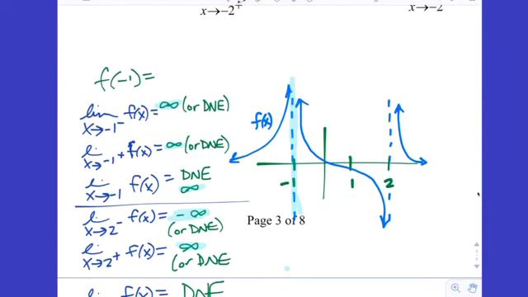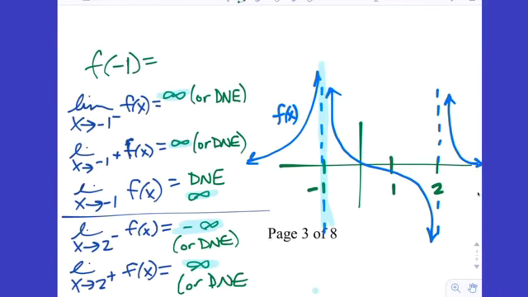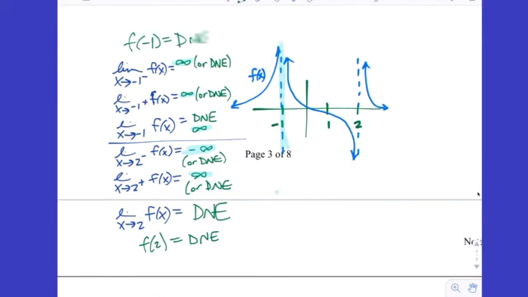Well, remember, for the function value now, we're not looking at the roads. We're looking up and down at -1, and we're looking for a piece of the graph. Does the graph exist here at -1 at all? Nope. So the function value is DNE, does not exist. Same thing down here. F of 2 is also DNE. There is no function value.